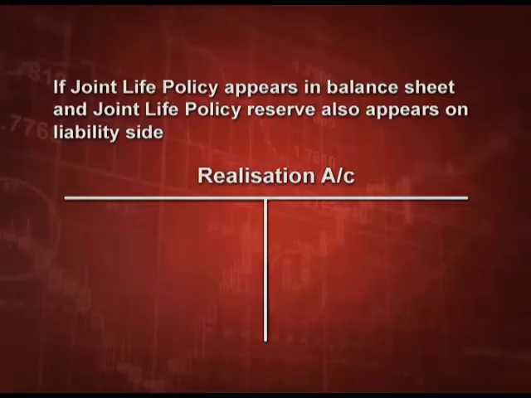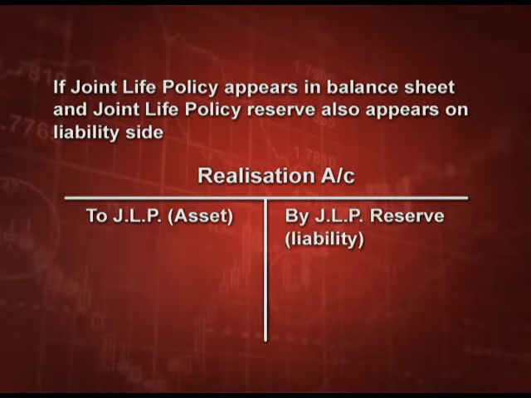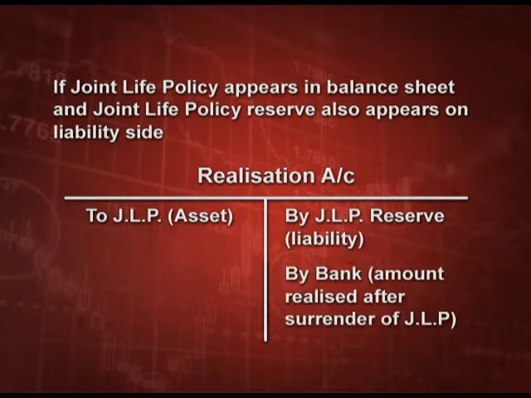First of all, the debit side of realization account will have joint life policy. The credit side of realization account will have joint life policy reserve as discussed previously. And whatever money we are receiving, that will again come on the credit side, that is, bank account debit to realization account with the amount received from the surrender of the policy.